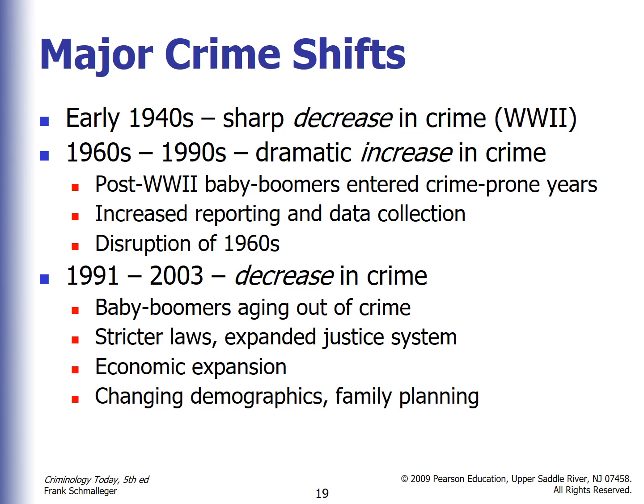91 to 2003, decrease in crime. Again, baby boomers aging out. Stricter laws, expanded justice system, maybe more focus on certain things caused crime to go down. Economic expansion, and this is one we're going to look at later on down the road. If there are more opportunities for people to make money legitimately, is it possible that it also reduces the amount of crime? Changing demographics, family planning. If we have more family planning and maybe fewer children growing into those ages where they commit crimes, then we have fewer people available to commit those crimes.